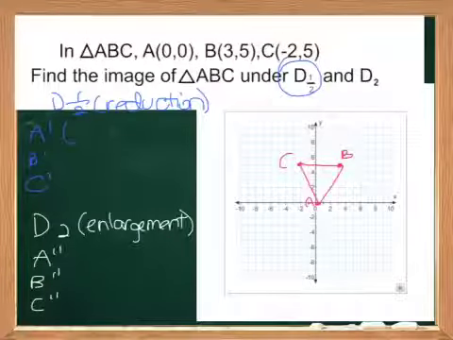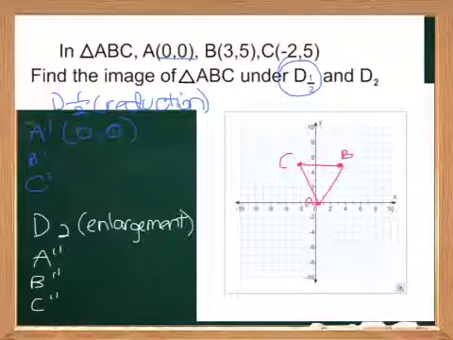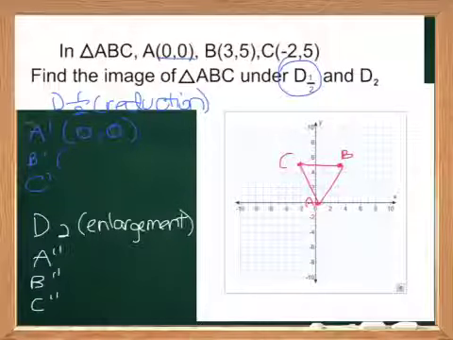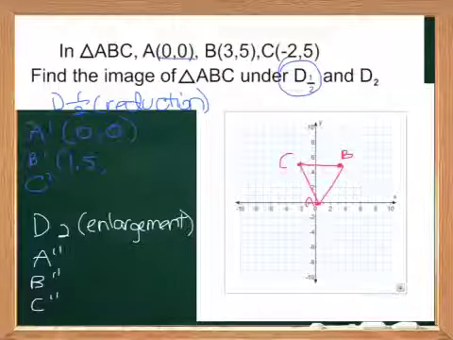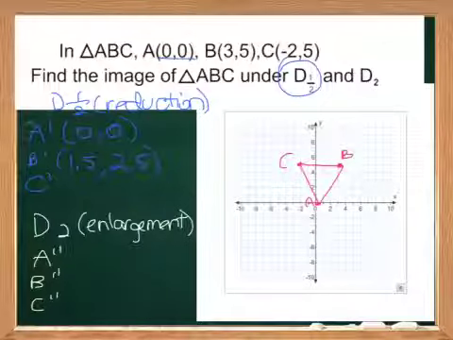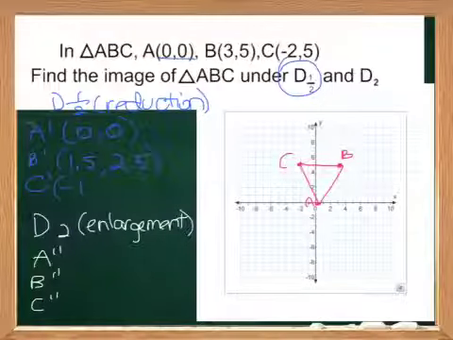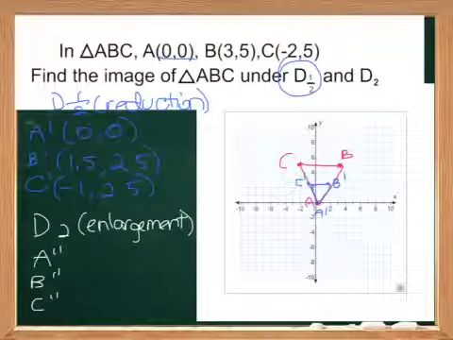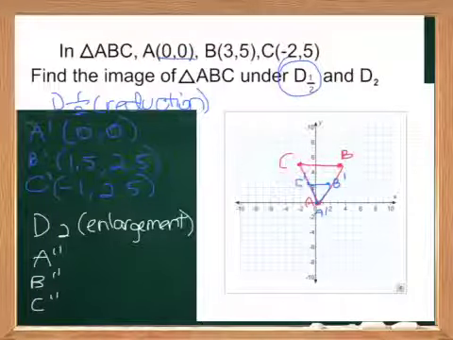So under 1/2, 0, 0 is going to stay 0, 0 because half of 0 is just 0. B is going to become 3 divided by 2. So 3 times 1/2, which is 3 over 2, which is the same thing as 1.5. And 5 times 1/2, which is going to give us 2.5. C is going to be 1/2 of negative 2 is negative 1, and half of 5 is 2.5. Then we plot our points and connect our vertices, and you can see that it was reduced by half.